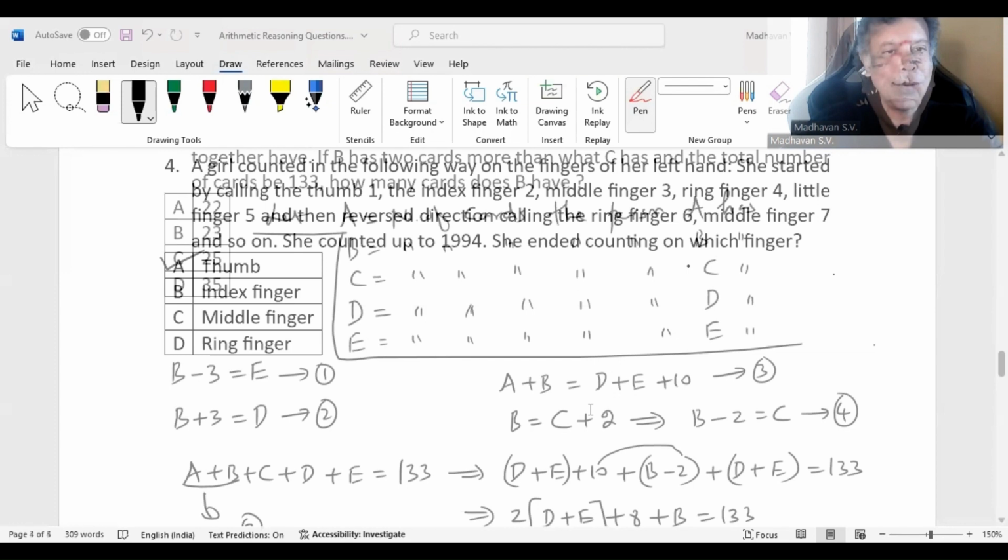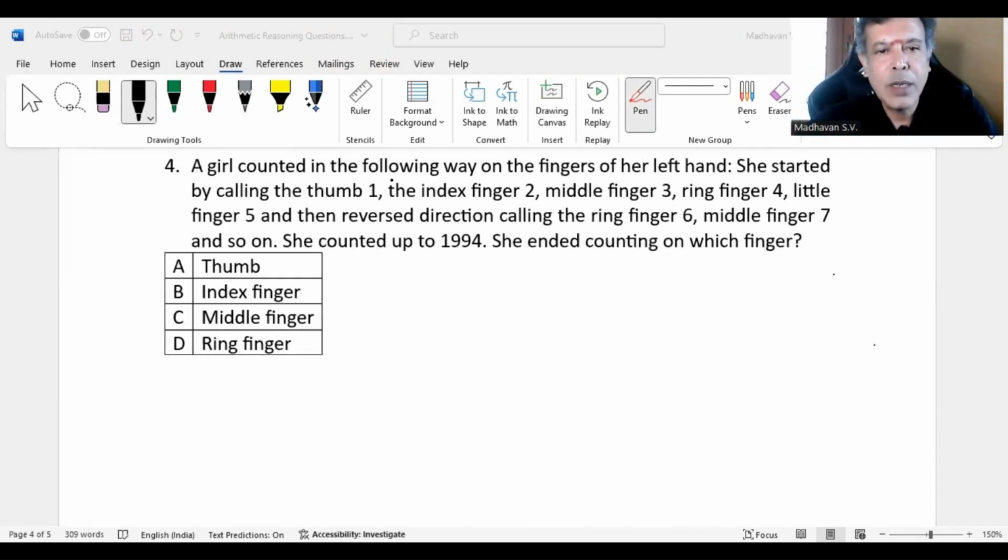So the option is 4. A girl counted in the following way on the fingers of her left hand. She started by calling the thumb 1, the index finger 2, middle finger 3, ring finger 4, little finger 5, and then reversed direction, calling the ring finger 6, middle finger 7, and so on. She counted up to 1994. She ended counting on which finger?